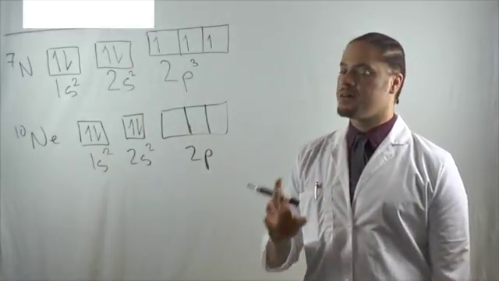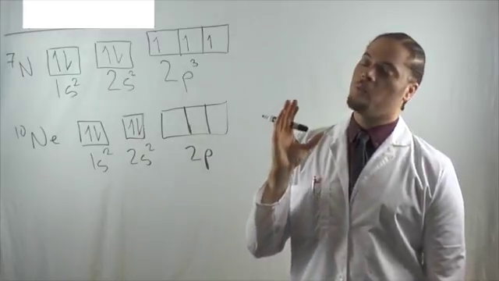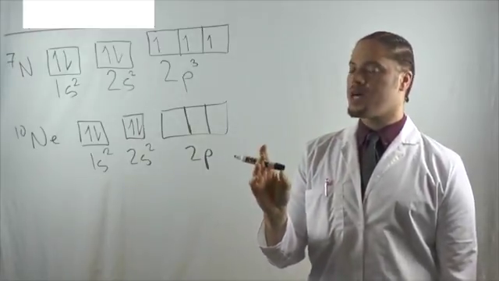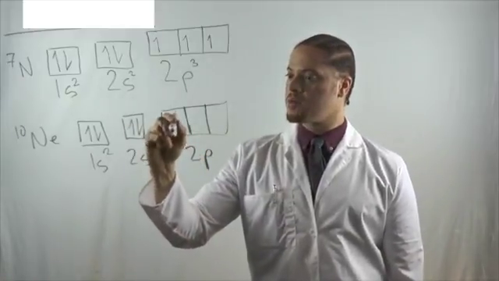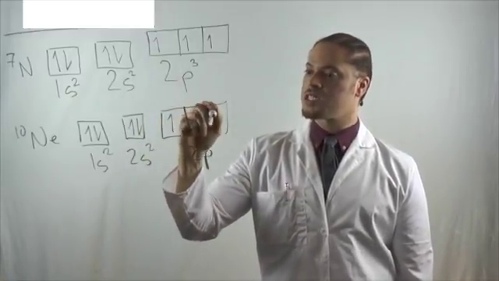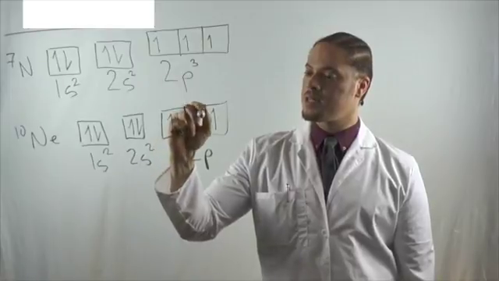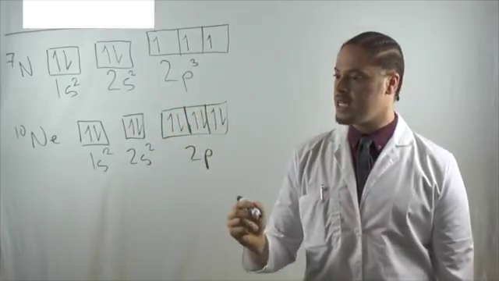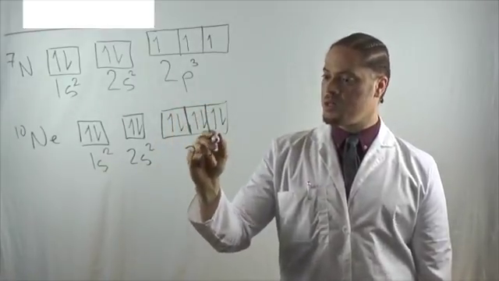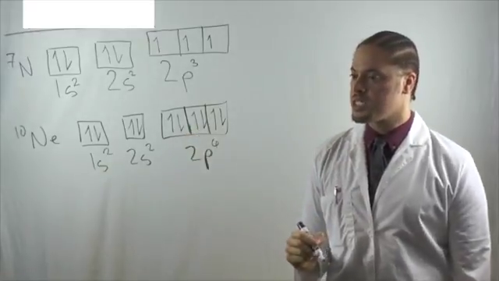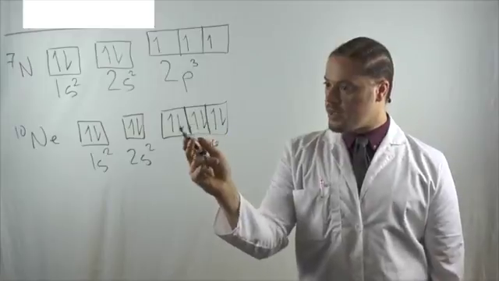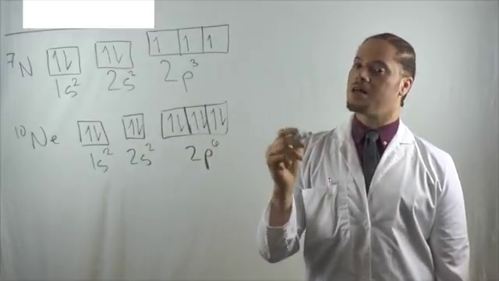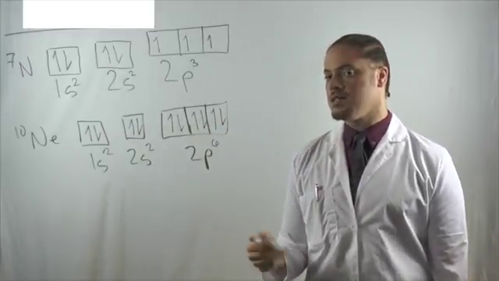Just get in that habit of filling it in with one direction of electrons first, then come back and do the next direction. 4, 5, 6, 7, 8, 9, 10 electrons. And our p orbital can fill up to 6 electrons. Remember Hund's rule. You want to fill all up the seats before you sit next to somebody.